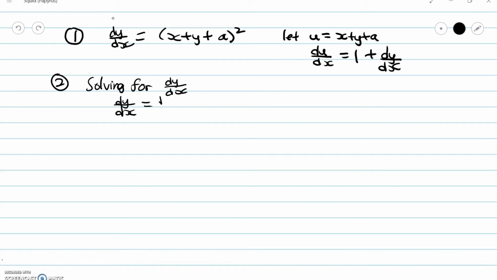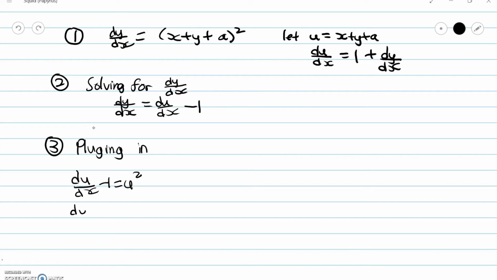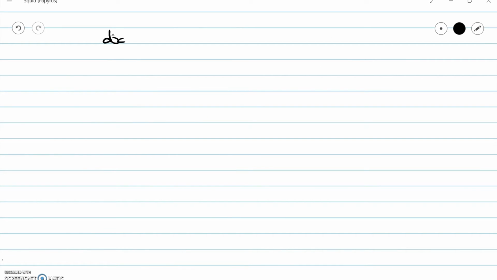So, dy/dx equals du/dx minus 1. Next, I plug u and du/dx into dy/dx equals (x plus y plus a) squared. Then the equation turns to du/dx minus 1 equals u squared. Solve it for du/dx: du/dx equals u squared plus 1. Now it's separable.